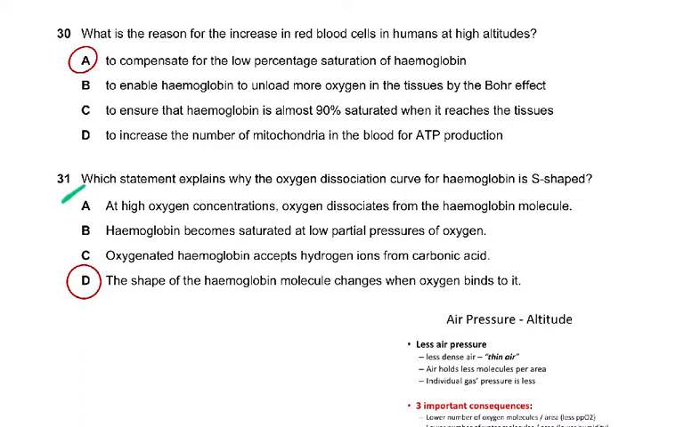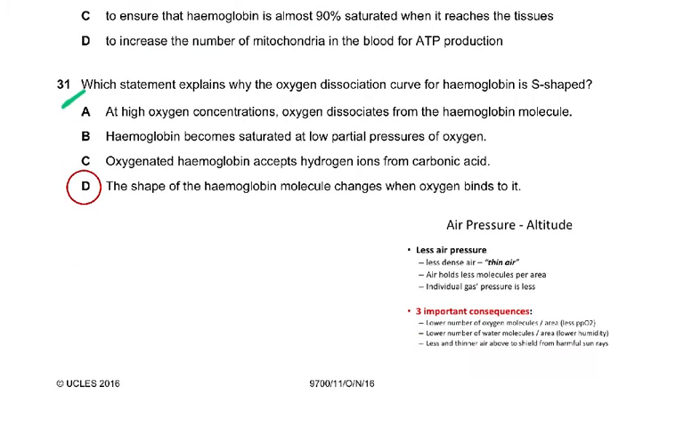Which statement explains why the oxygen dissociation curve for hemoglobin is S-shaped? At high oxygen concentrations, oxygen dissociates from the hemoglobin molecule. Hemoglobin becomes saturated at low partial pressures of oxygen. Oxygenated hemoglobin accepts hydrogen ions from carbonic acid. Now, why the dissociation curve for hemoglobin is S-shaped is not because of that. The shape of the hemoglobin molecule changes when oxygen binds to it.